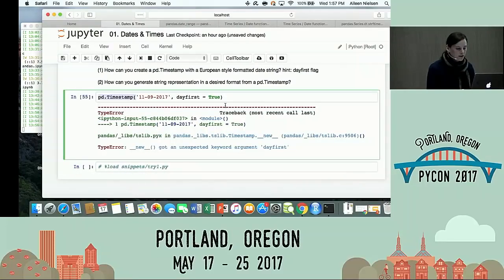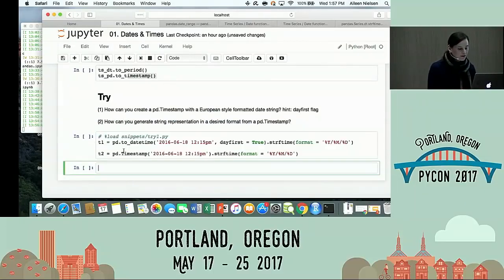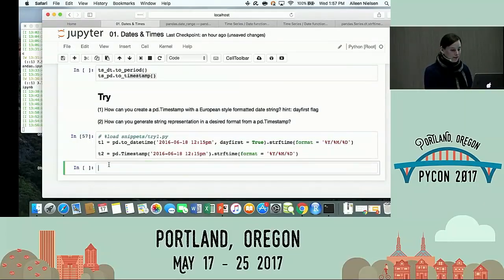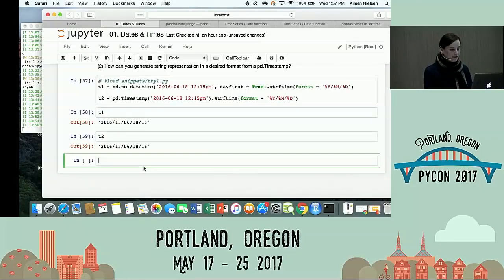Okay. Let me just get my snippet. That's probably better. Okay, to datetime. Here we go. Here's our day first. And then strftime is the other function you want to be aware of. And here's your format, say if you wanted year to month to day. And we can take a look at these and see how they look.